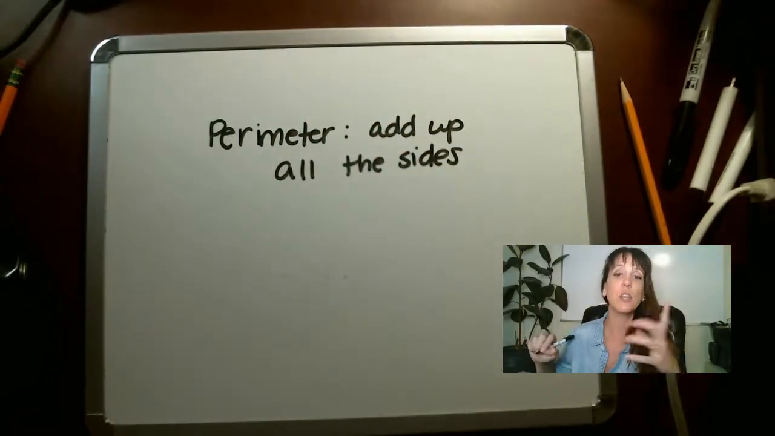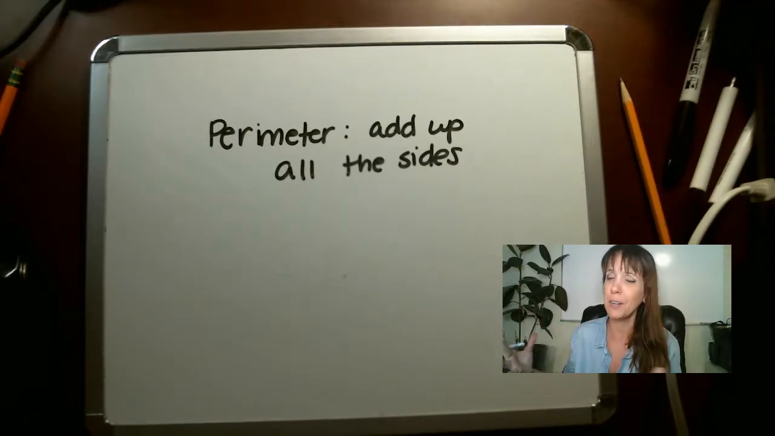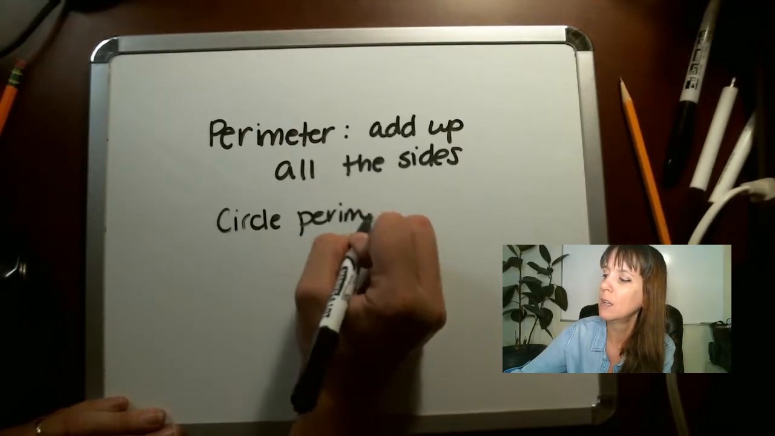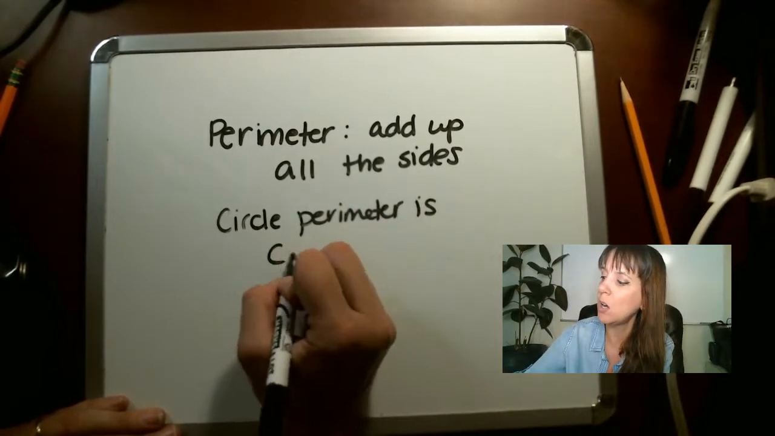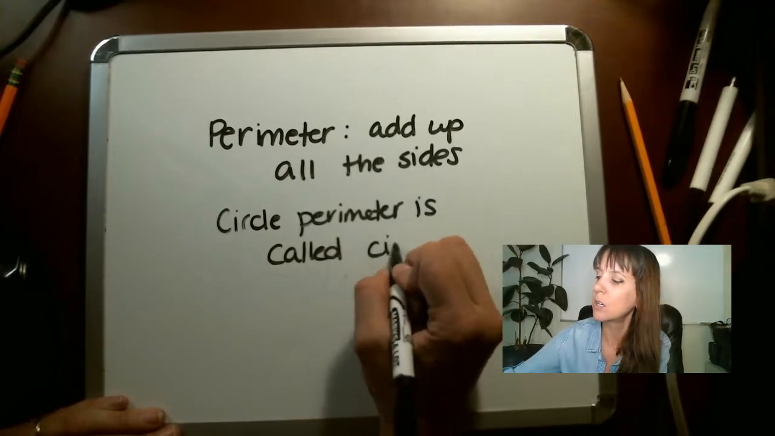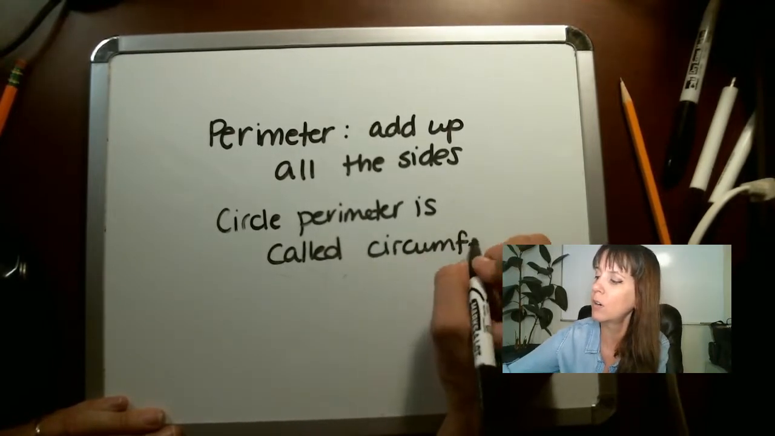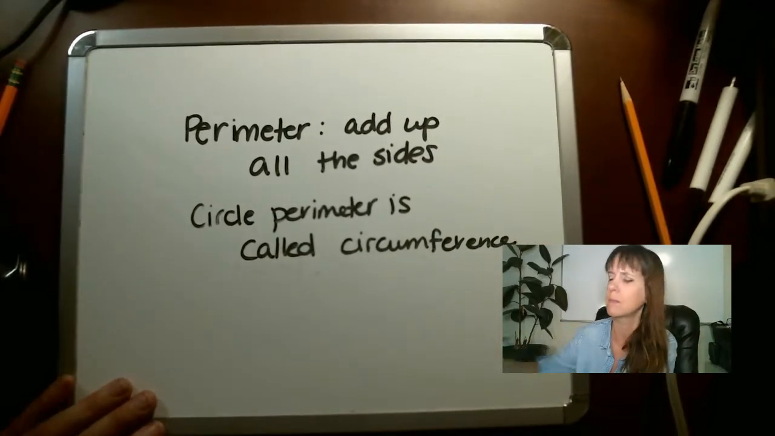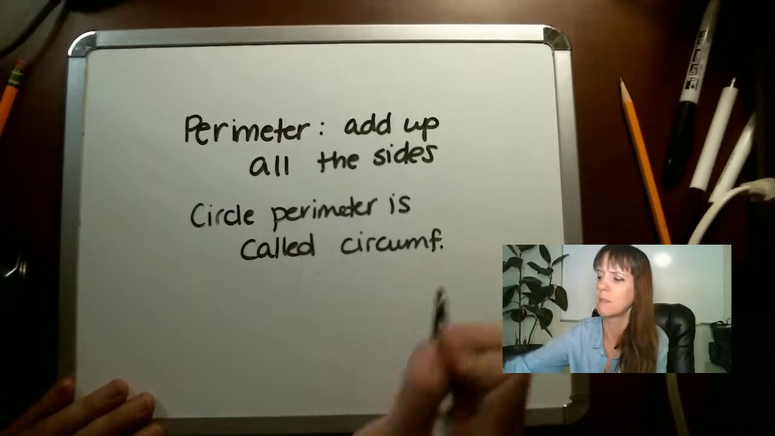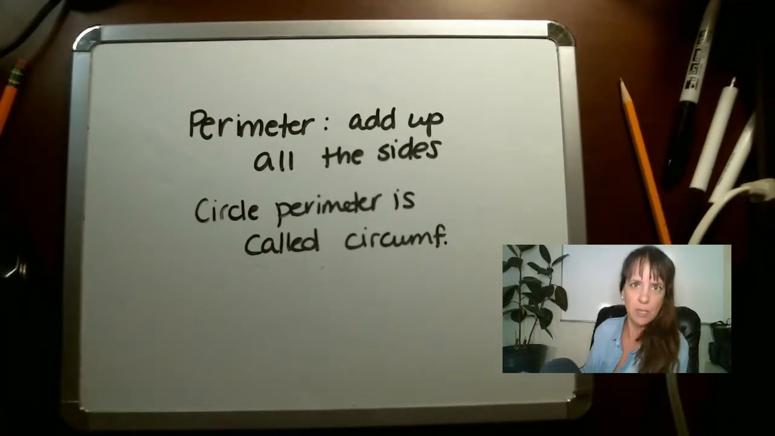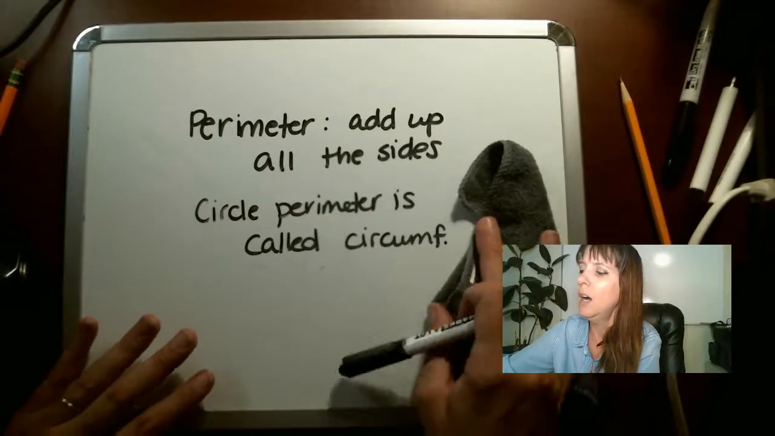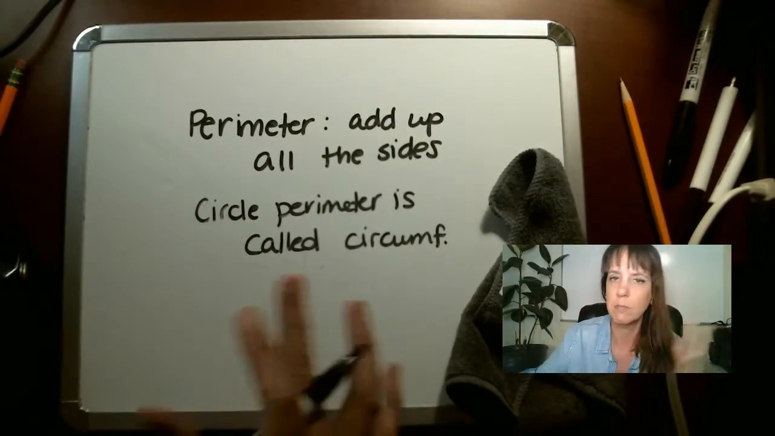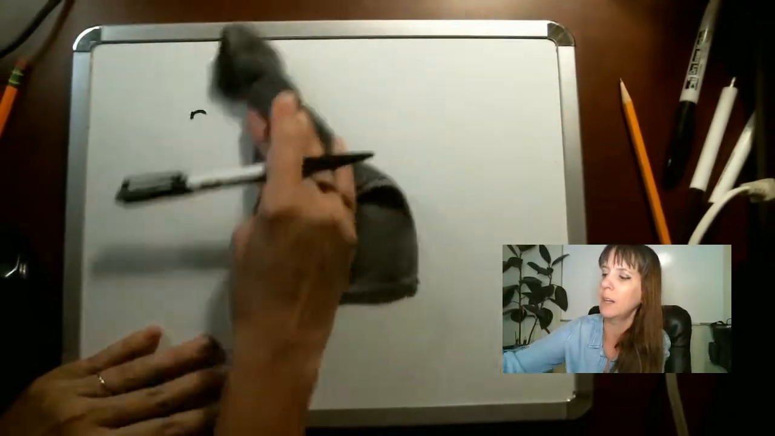Now, that's for any shape but a circle. For a circle, the perimeter is called circumference. I'm going to spell that wrong and y'all are going to yell at me. Circumference. All right, yell at me in the comments if you need to. All right, so circle perimeter is called the circumference. I don't know why we give it something special, but we do. That's what mathematicians like to do, is make things complicated.